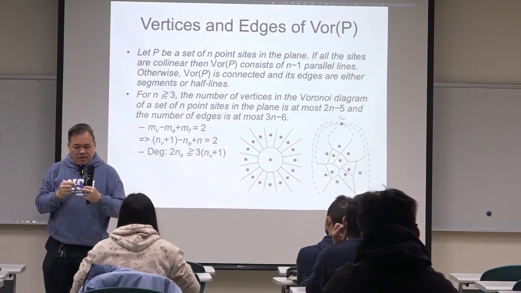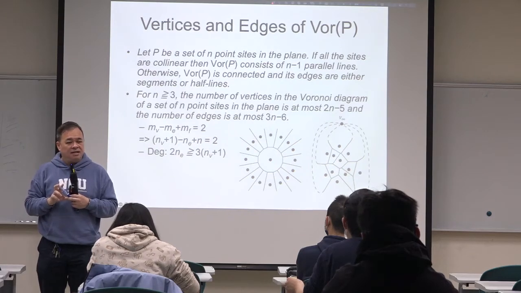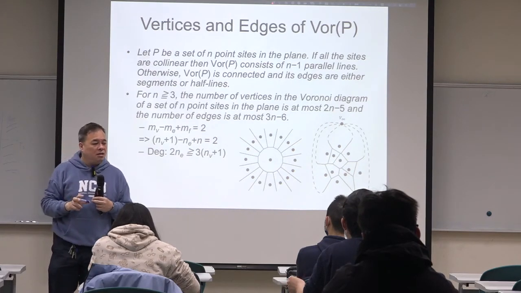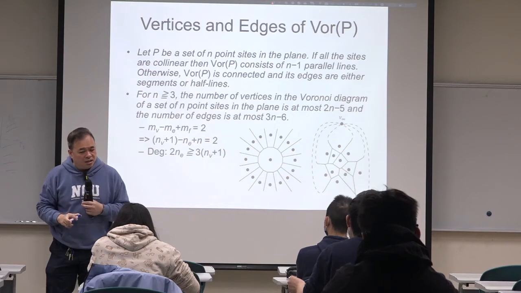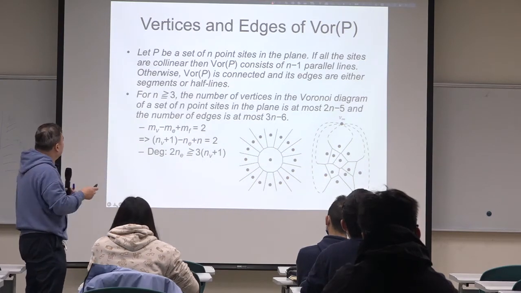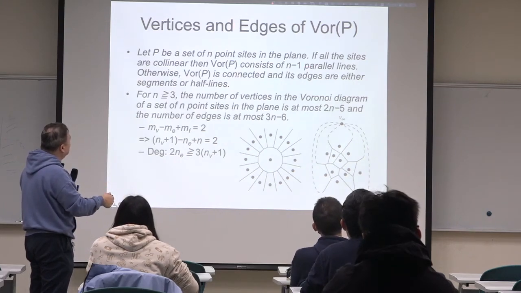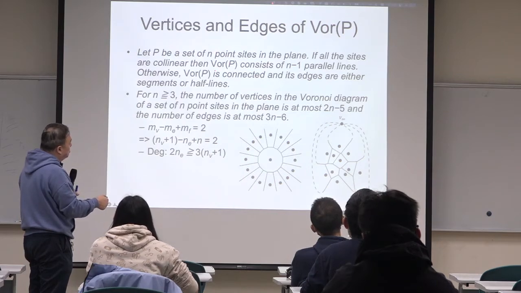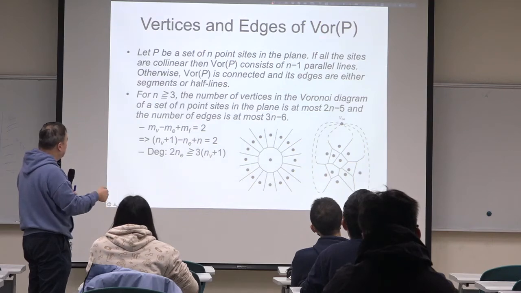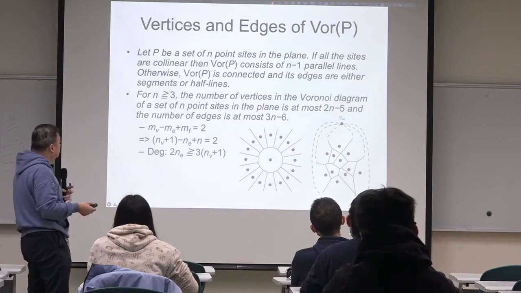And you could easily extend this concept to n sites that are on the same line, right? This is what I meant. If all sites are collinear, then the Voronoi diagram of this set of points will consist of n minus 1 parallel lines. Should be very easy to understand.